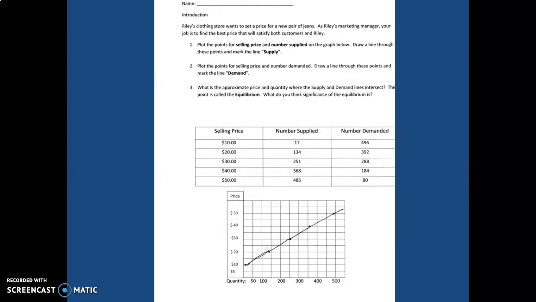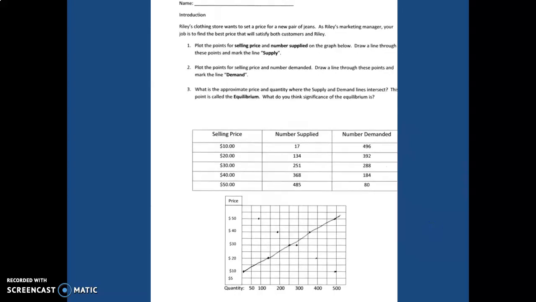Our next task is to plot the number of jeans that will be demanded at each pricing point. And when we do that, we're going to make these little dots so that if I'm going to sell the jeans for just $10, remember the demand is going to be way over here at nearly 500 pairs of jeans. So demand at $10 is out here at almost 500 pairs. At $20, you can see the demand is a little less, and eventually we get, if we should price the jeans at $50, the demand is going to be right about here at 80 pairs of jeans.